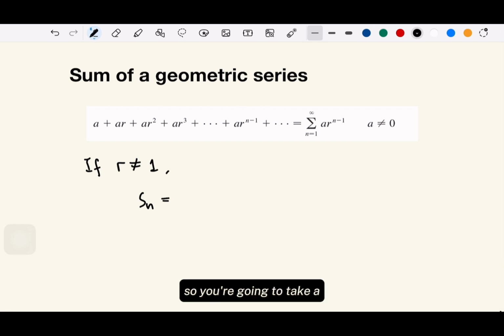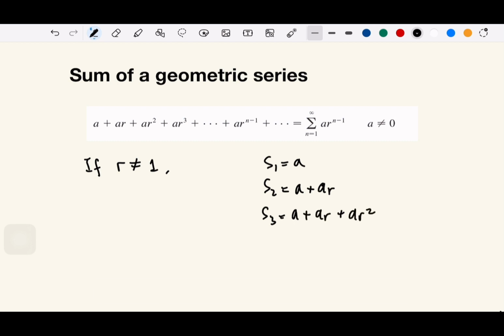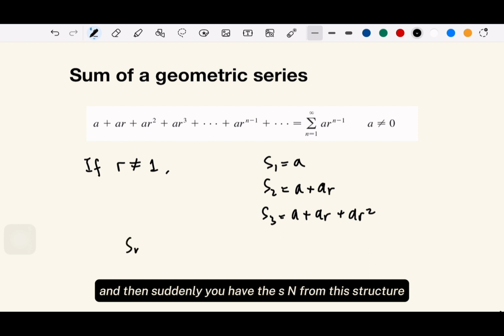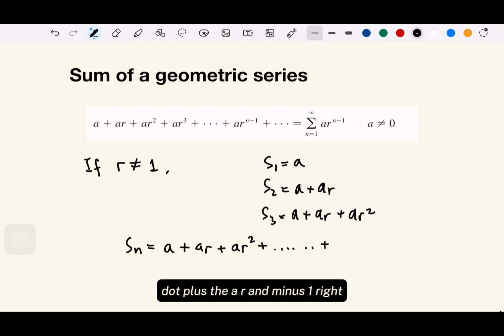So we are going to take A, which means that, let me write it to make it clear. S1 is A, S2 is A plus AR, S3 is A plus AR plus AR squared. And then you have the Sn from this structure: A plus AR plus AR squared plus dot dot dot plus AR to the n minus 1, right?